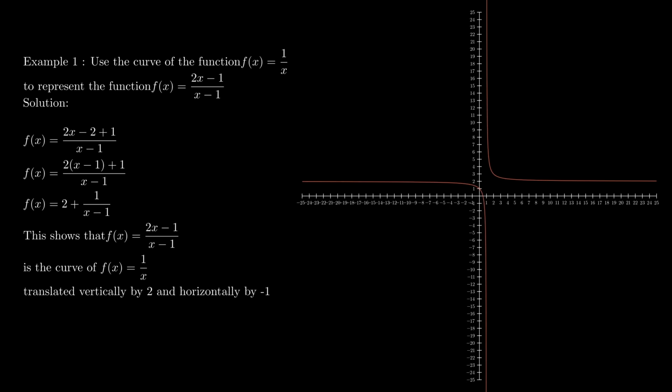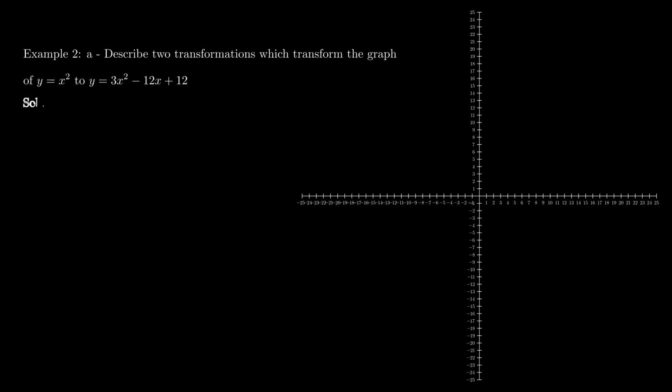Now let's take another example. Describe two transformations which transform the graph of y equals x squared to y equals 3x squared minus 12x plus 12. Okay, now let's take 3 as a common factor from the whole equation. So f of x equals 3 multiplied by x squared minus 4x plus 4, which is equal to 3 multiplied by x minus 2 all squared.